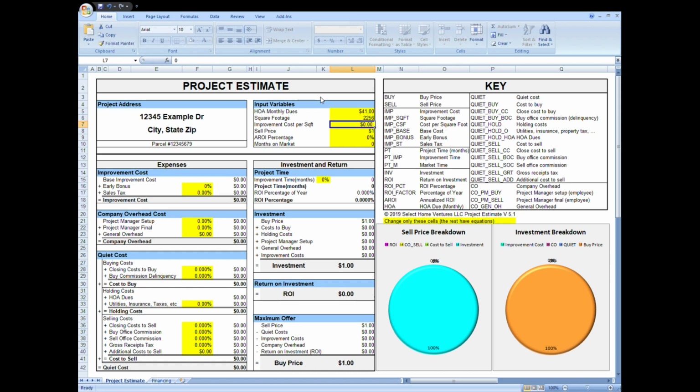The next input is improvement cost per square foot. This is the construction or renovation or remodel budget amount for every square foot of the home. Our example house needs some work, so we have budgeted $30 per square foot. You can imagine placing $30 in every one of the 2,256 square feet. The total base cost for our construction is $67,680, and you see that number listed in the expenses column under improvement costs here.